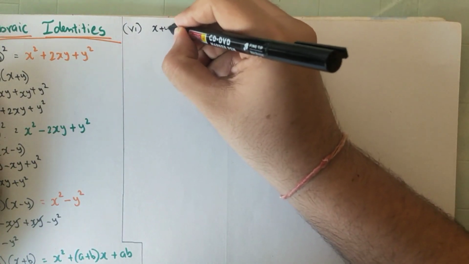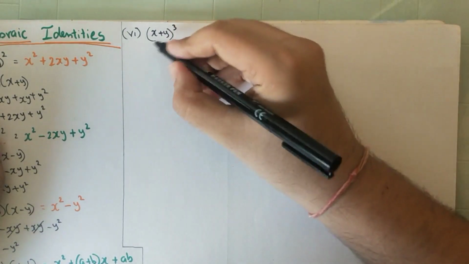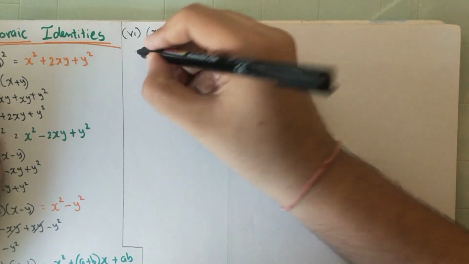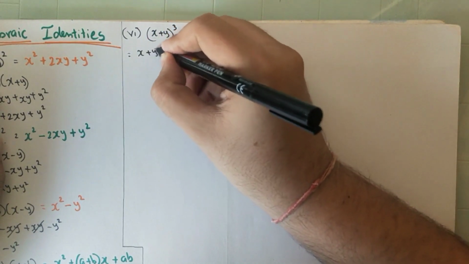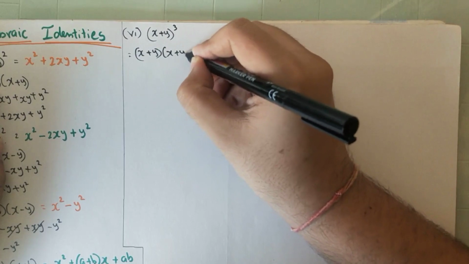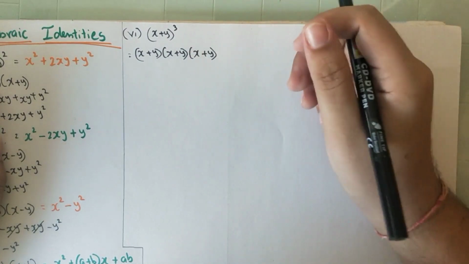So suppose there is x plus y the whole cube. Two terms are adding and whole cube is happening to it. So this will be x plus y multiplied by x plus y multiplied by x plus y. This is meant by whole cube.